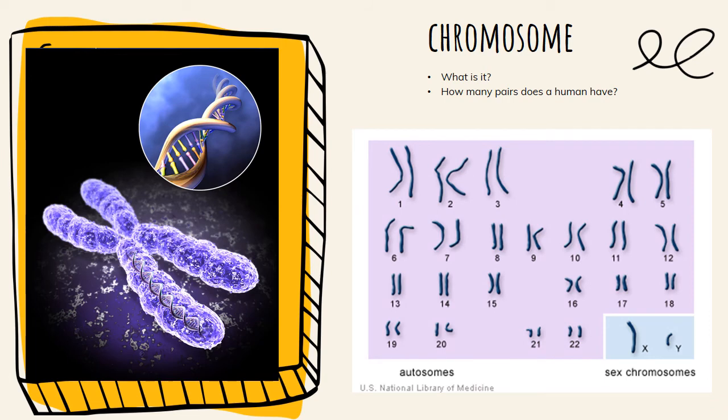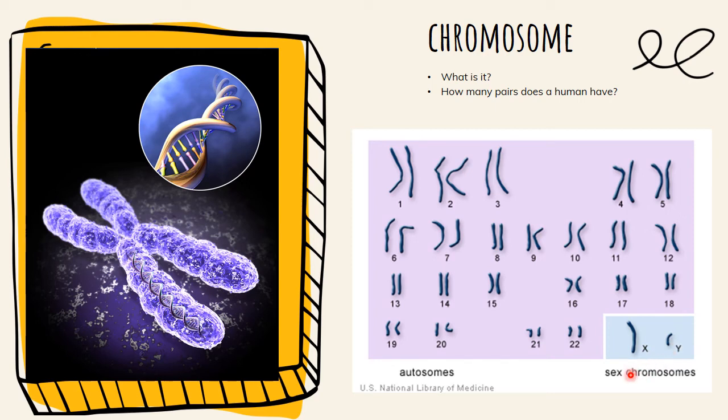Chromosome. So what is a chromosome? This picture shows a shape of a chromosome. It looks like an X alphabet. So humans have 46 chromosomes or 23 pairs of chromosomes. 22 pairs we call autosomes, while 1 pair we call sex chromosome. So sex chromosome can be either X or Y.